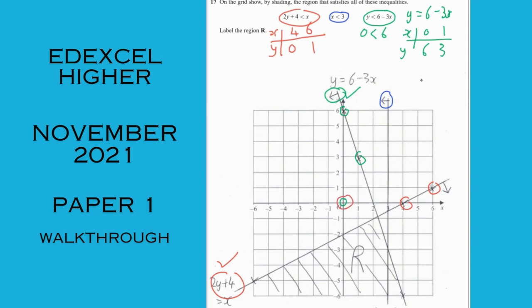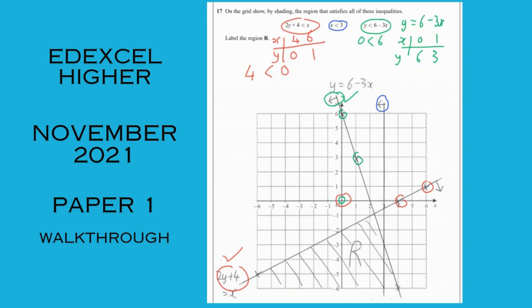Pick a test coordinate. Why not pick 0, 0 yet again? Sub it in. 2 zeros plus 4 is 4. X is 0. So you've got 4 is less than 0. That's not a correct statement. So we don't want that to be in the region. So not above the line. We want to be below the line. And so where's the region that is left and below that and to the left of that? There we go. We've got our R.